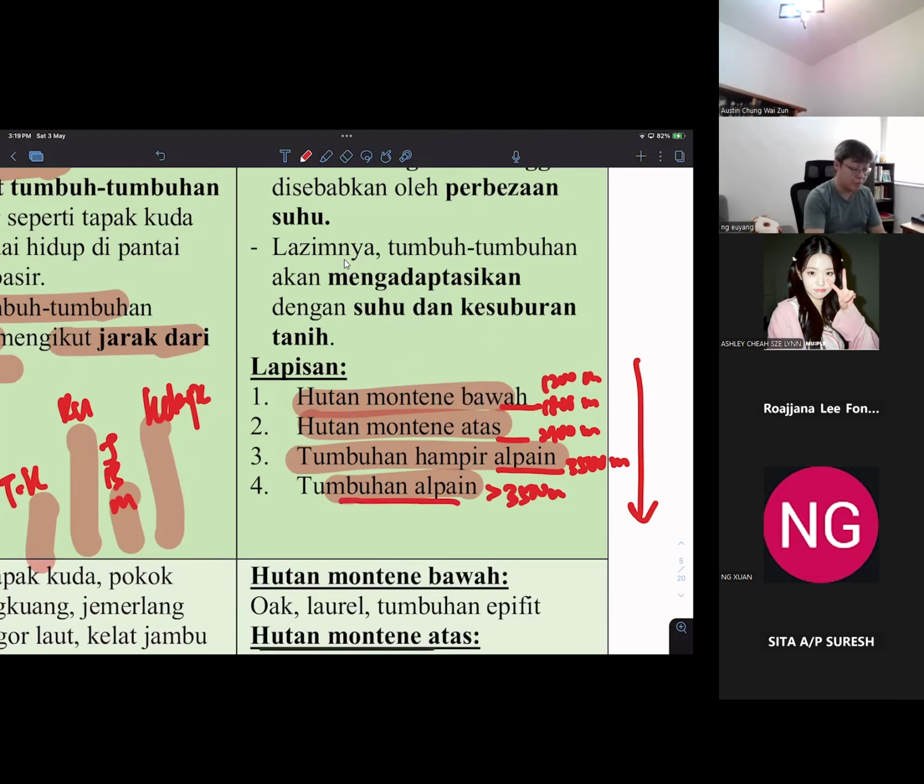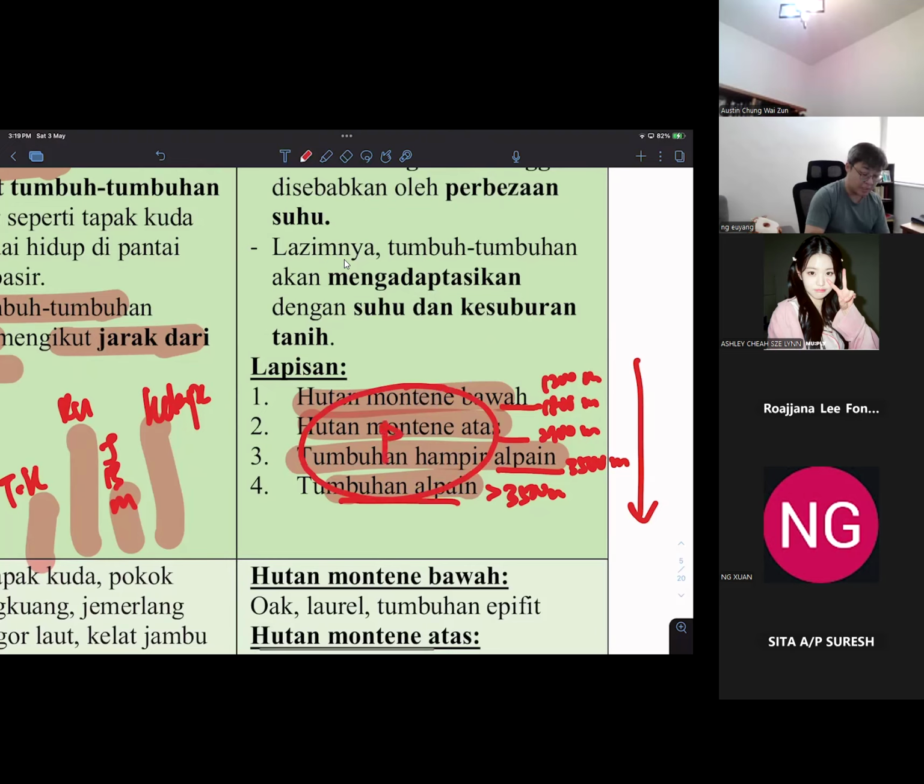So Austin, just as I tried to mention, for the OP, because it is so OP, right? Because of this kind of term, overpower. So that's why the O is referring to the orchid. So orchid is able to survive in montane bawah and tumbuhan alpine. So this is your O.